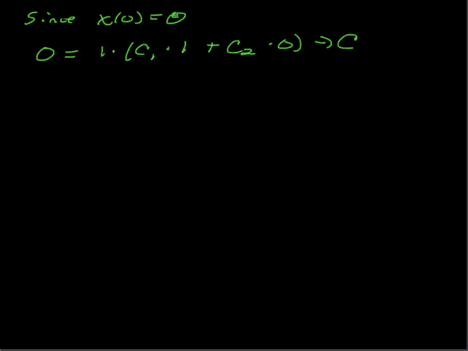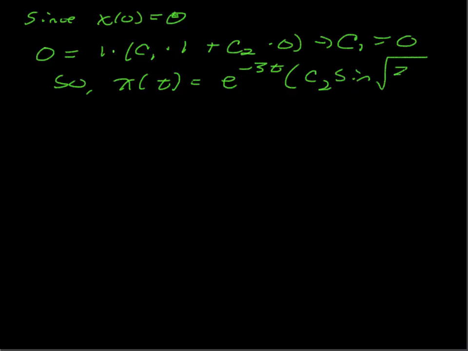Okay, so since x sub 0 is equal to 0, this means that 0 is equal to 1 times c1 times the cosine of the square root of 218 over 3 times 0, which is 1, plus c2 times 0. This means that c1 is equal to 0. So x of t, therefore, is equal to e to the negative 3t times c2 sine of the square root of 218 over 3 t.